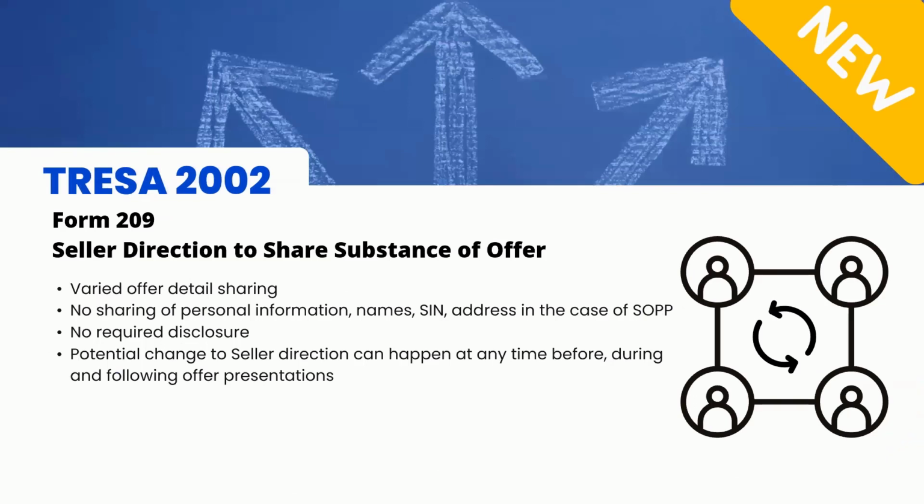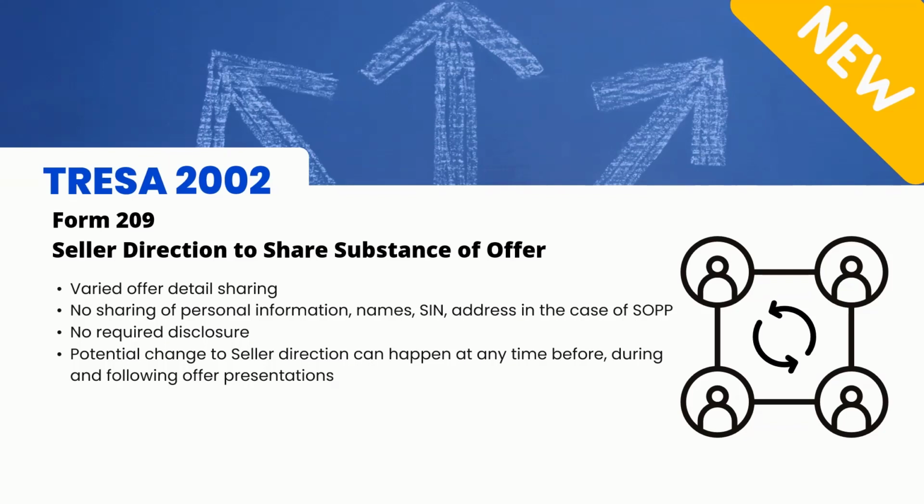Form 209. So this is the seller direction to share the substance of an offer. So we're jumping now into open offers with a client. So again, 209, and I think we're going to show what 209 is. Varied offer detailed sharing. No sharing of personal information: name, SIN number, address. In the case of, I'm assuming that's SOPP.